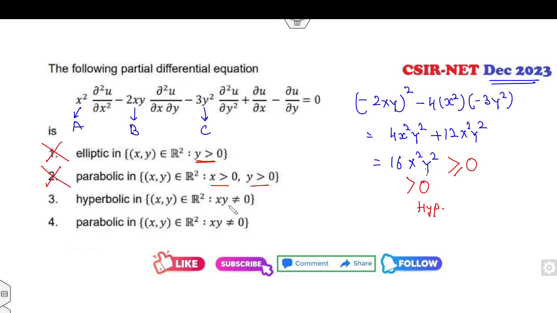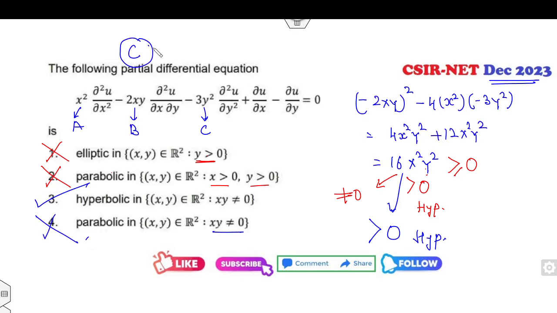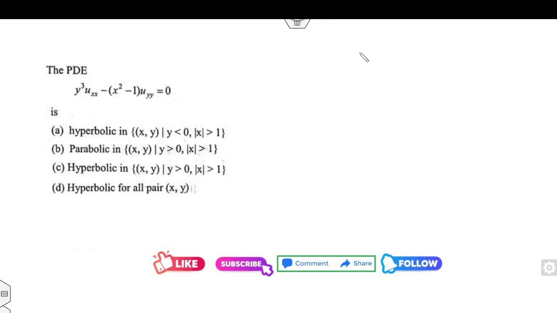When xy is non-zero, that means this value is non-zero. Therefore, this quantity is strictly greater than 0. Once it is strictly greater than 0, it means it's hyperbolic. Parabolic if x and y are non-zero, that's the wrong answer. C is my right answer of this problem. And you can see in your examination, maximum 15 seconds are needed to solve this partial differential equation.